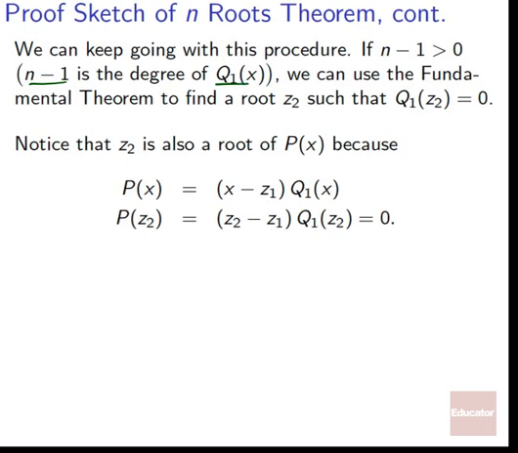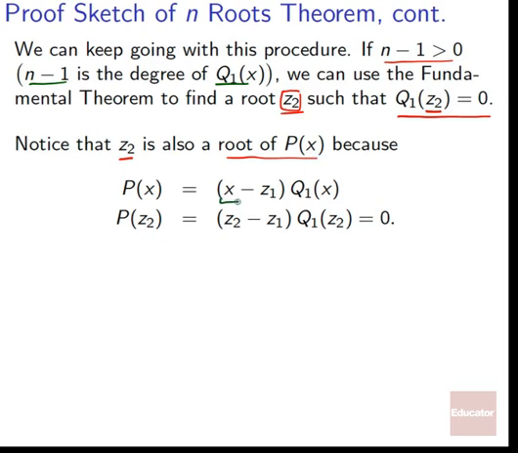So if that's the case, we know that there must be some root z2 where when we plug it into our quotient, remember, since n minus 1 is greater than 0, we can use the fundamental theorem of algebra to guarantee that there is a root z2 so that we plug it into our quotient, and so q1 of z2 is equal to 0. Cool. But we also know that z2 has to be a root of p of x because the way that we got q1 of x was by dividing it out.